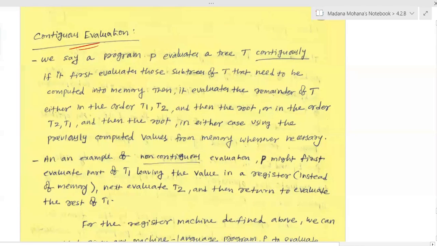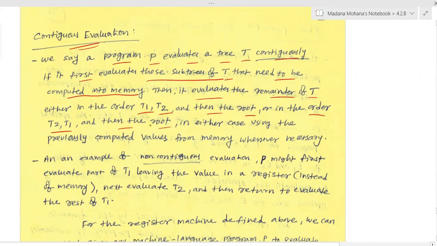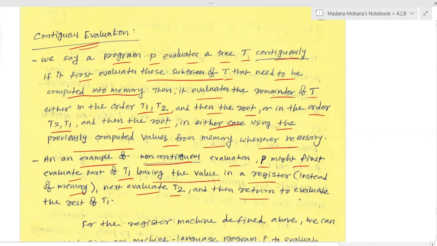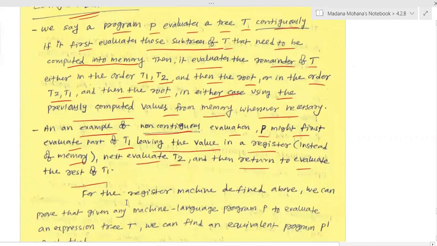Now, contiguous evaluation. We say a program P evaluates a tree T contiguously if it first evaluates those subtrees of T that need to be computed into memory. Then it evaluates the remainder of T either in the order T1, T2, and then the root, or in the order T2, T1, and then the root, as I just mentioned. In either case, it uses the previously computed values from memory whenever necessary. As an example of non-contiguous evaluation, P might first evaluate part of T1, leaving the value in a register instead of memory. Next, evaluate T2 and then return to evaluate the rest of T1.